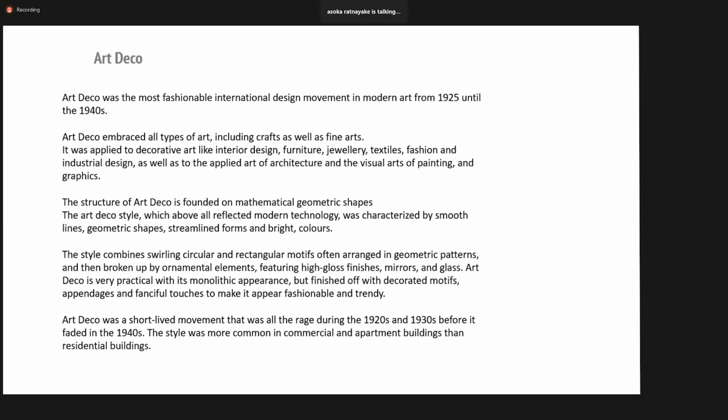This was initially started with a very fashionable culture, like very sophisticated, very fancy things. But after, when it was followed by the middle class also, this style appeared in cheaper versions also, in terms of materials, not those very sophisticated ones, but in general materials also it appeared.